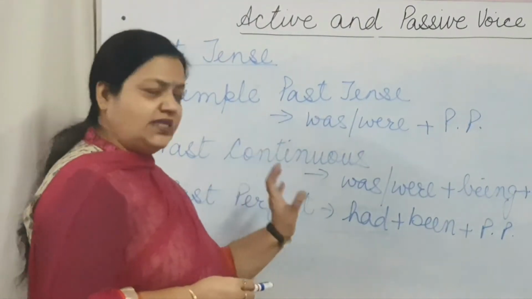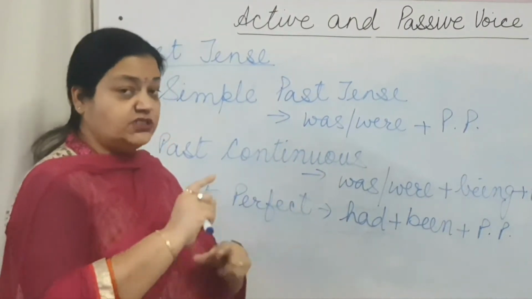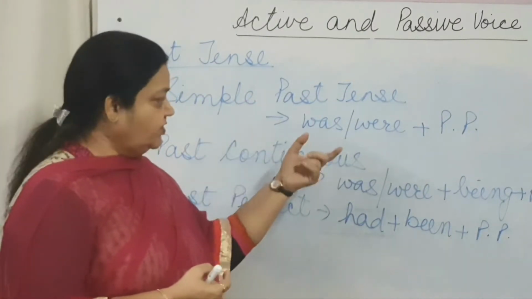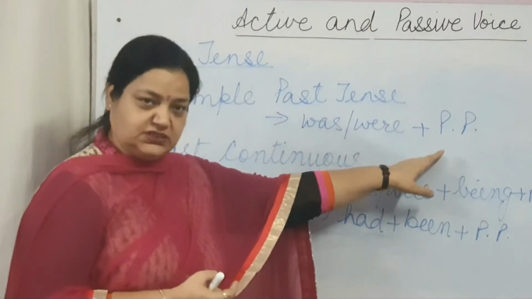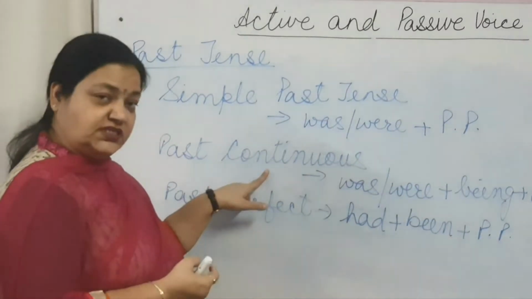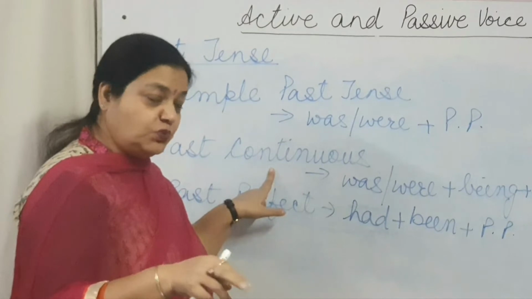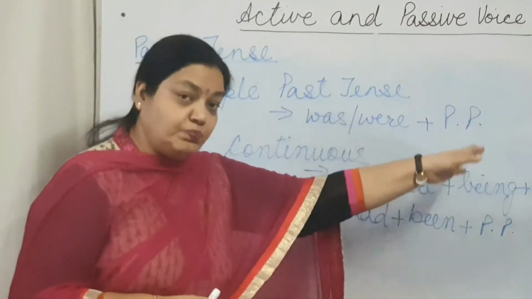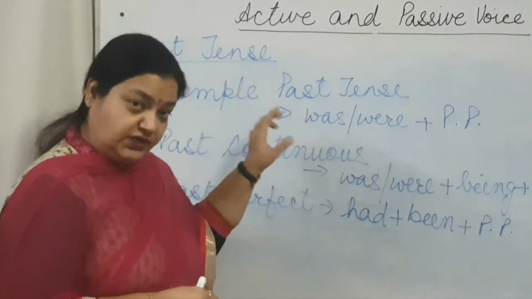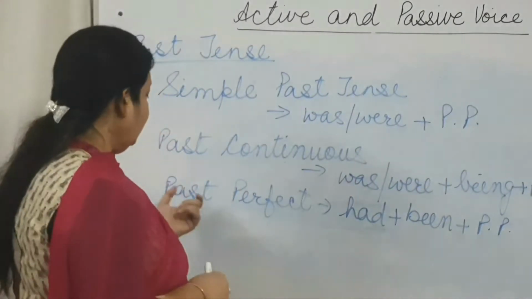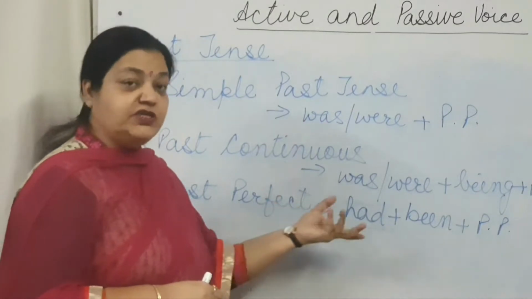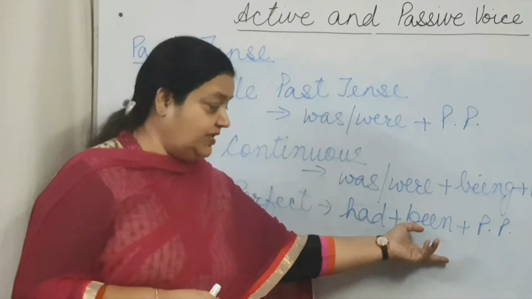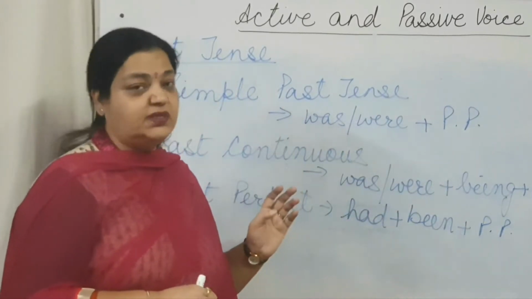These are a few small things that you have to keep in mind. When we are changing the verb into past tense, if the verb is in simple past tense, we change it to was, were, past participle. Past continuous tense changes, when it goes to passive voice, to was, were plus being plus past participle to show the continuity, the ing form. Then for past perfect we use had plus been, B-E-E-N, been, and the past participle form.